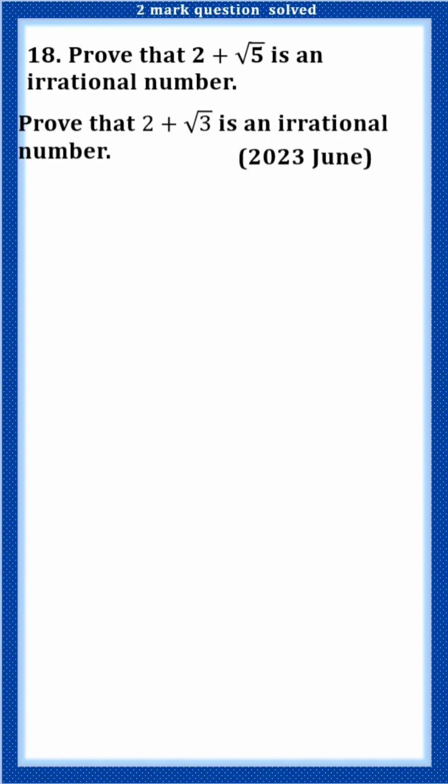The 18th question is: prove that 2 plus root 5 is an irrational number. Similar types of questions appear in almost all the question papers. For example, prove that 2 plus root 3 is an irrational number. This question appeared in the 2023 June board exam question paper, supplementary exam.